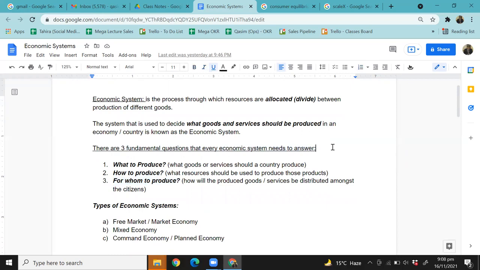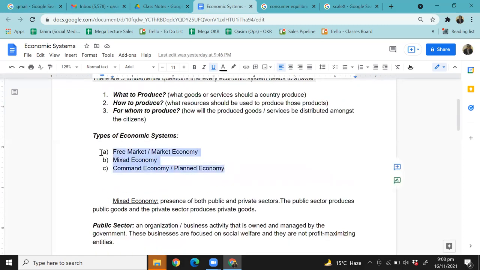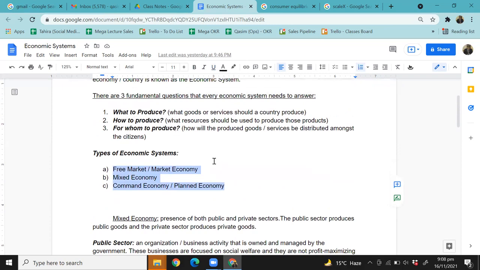These are the three fundamental questions that every economic system needs to answer. The interesting part is that as we talk about the different types of economic systems, you will see that the answers to these three questions are different. I repeat, think about this. You will see when we talk about each of these three economic systems one by one that the answers to these questions are different, and you'll see how.